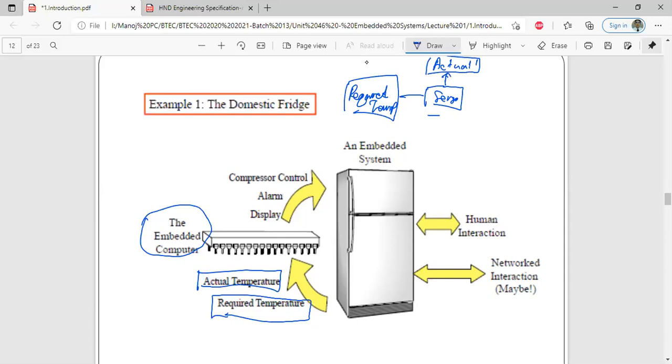So the required temperature is here. We don't need to connect the sensor in here, because we are setting the required temperature. Then this sensor will send a signal to the embedded computer. We just call it the embedded computer.